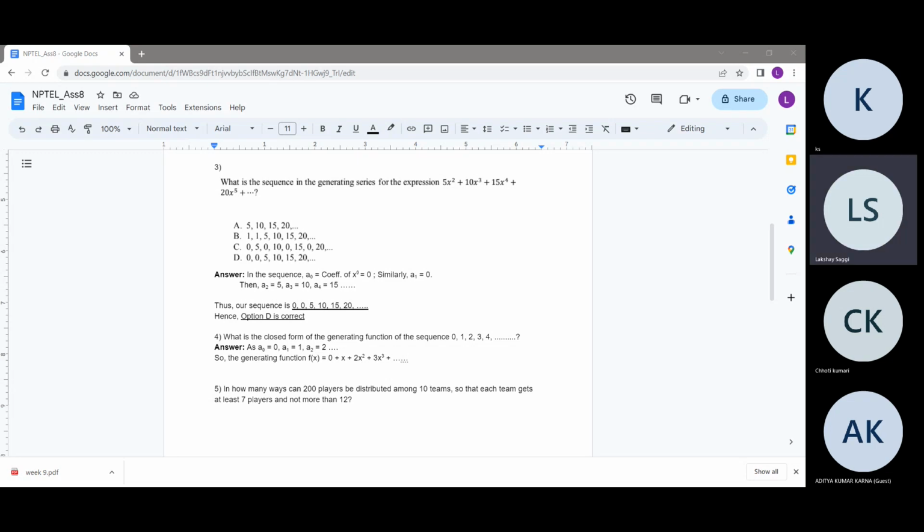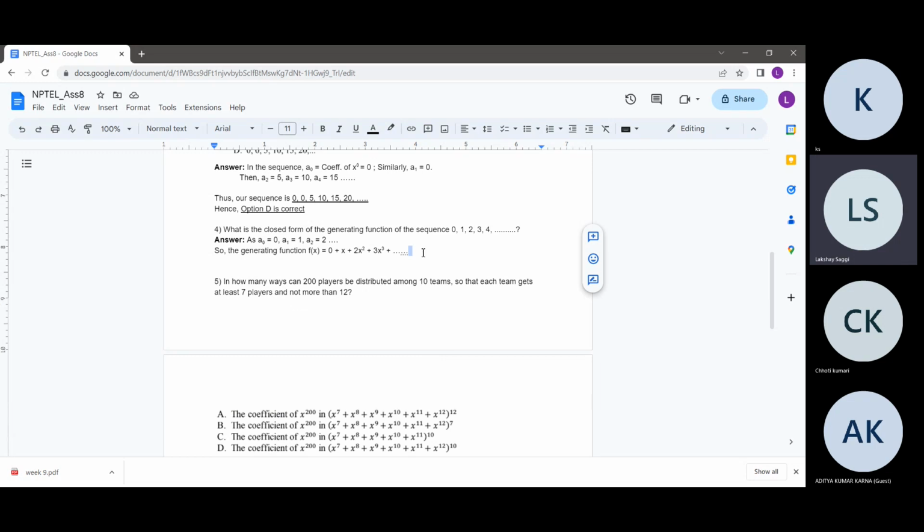In case you are writing some answer to this question, I think your answer is correct. It will be x upon (1 minus x) whole squared. I'll explain the answer also, so others can understand it. I think your answer is correct, KS, but I'll still explain it for everyone. The generating function is nothing but, we can ignore the 0, x plus 2x squared plus 3x cubed and so on.